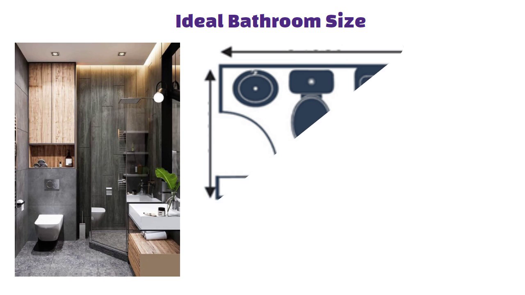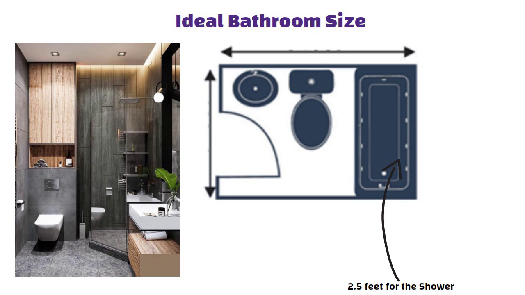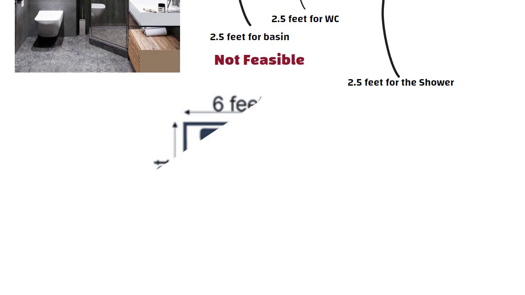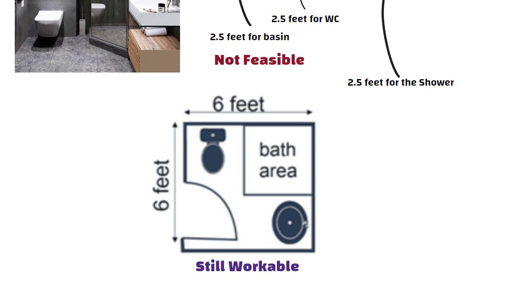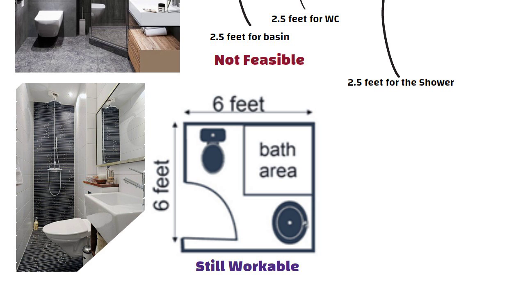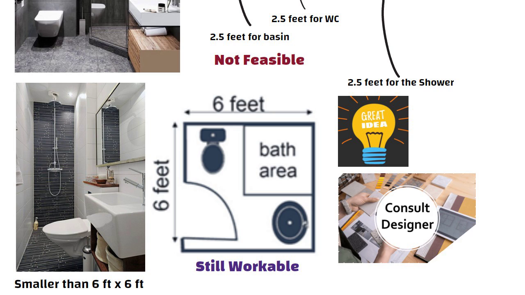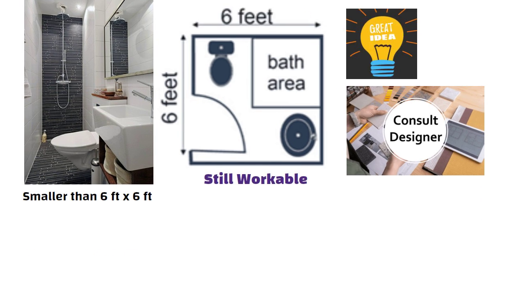Ideal bathroom size. When you combine all 3 functional zones, that is 2.5 feet for the shower, 2.5 feet for the basin, and 2.5 feet for the WC, you will need a minimum width of 7.5 feet. So a bathroom size of 7 feet by 5 feet is considered ideal. If that is not feasible, a layout of 6 feet by 6 feet is still workable. You can definitely design a beautiful and functional bathroom even in spaces smaller than 6 feet by 6 feet. But in such cases, it is a great idea to consult a designer to help optimize the layout.